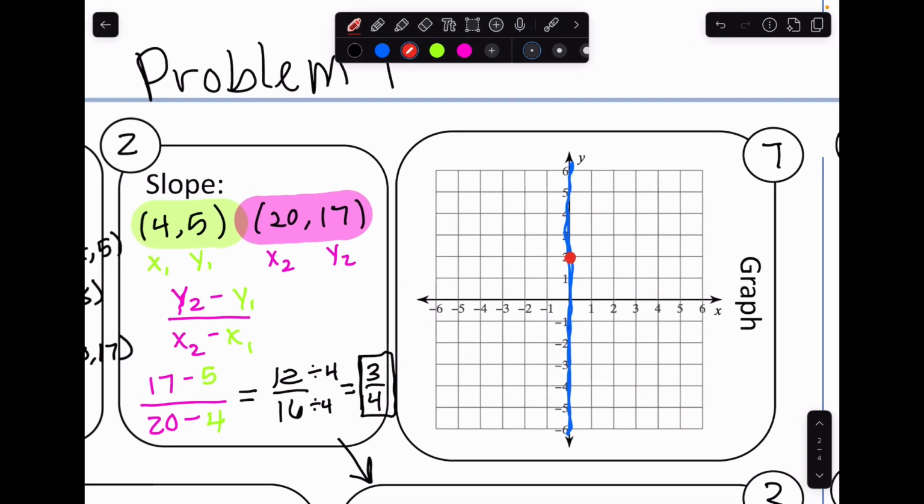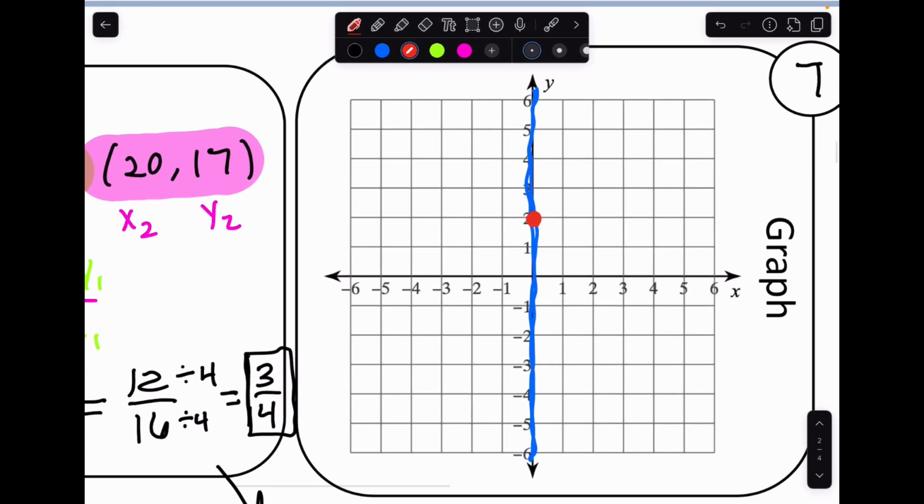Now if we look at our slope, we know it's rise over run. Again, if you want to see the hint again, I can gladly do that. But we're going to do rise 3. 1, 2, 3. And run 4. So 1, 2, 3, 4. So our next point must be here. Last step, we just have to connect our points. And that makes our line.